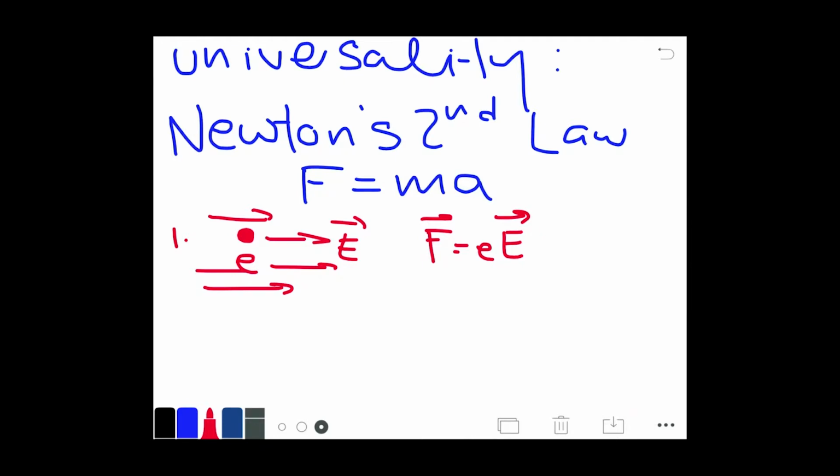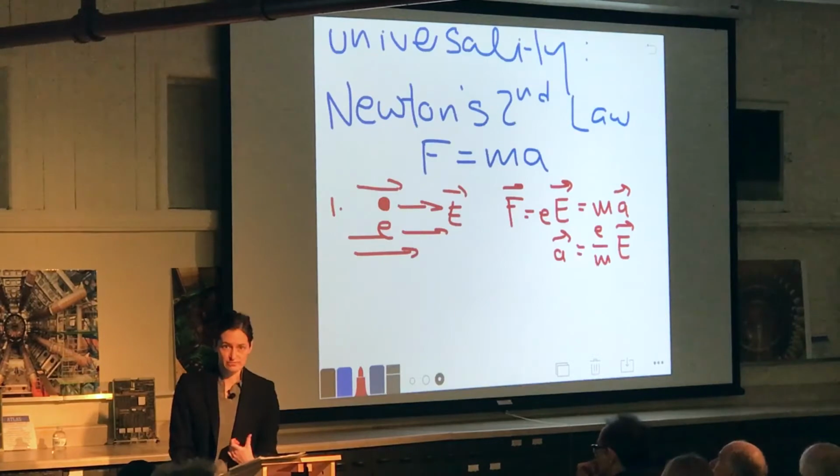If we now also use Newton's second law, this tells us that the acceleration is related to the force by F equals ma. If we solve for the acceleration, we divide both sides by m, and we find that the acceleration is given by the electric charge divided by the mass, times the electric field E. So for a charge in an electric field, the greater the electric charge, the greater the acceleration. The greater the mass, though, the smaller the acceleration, right?